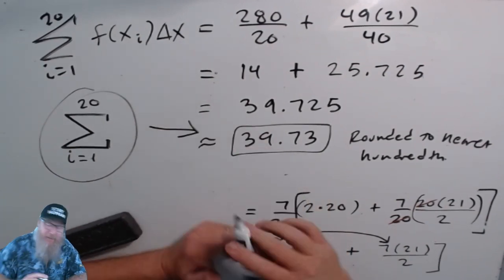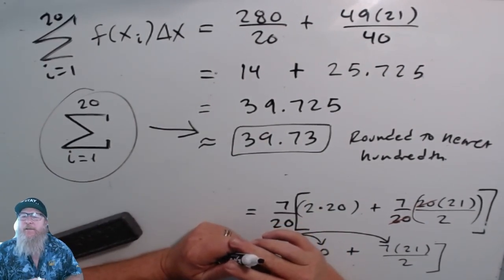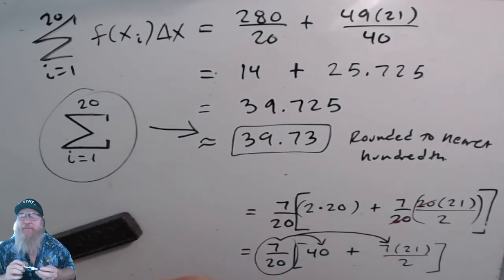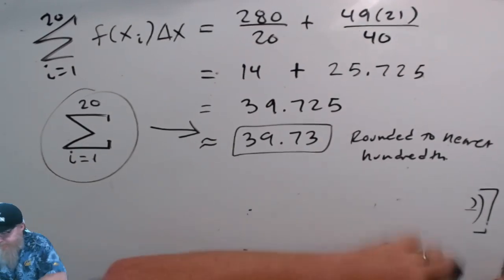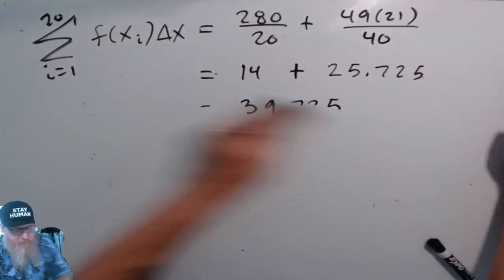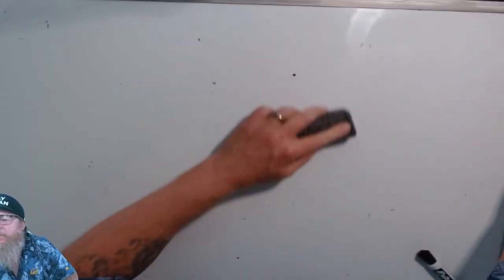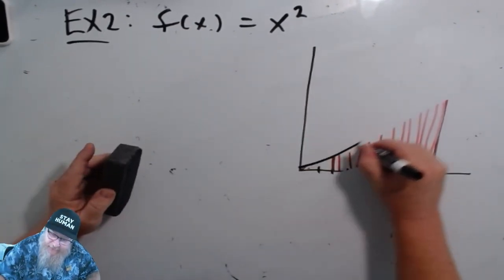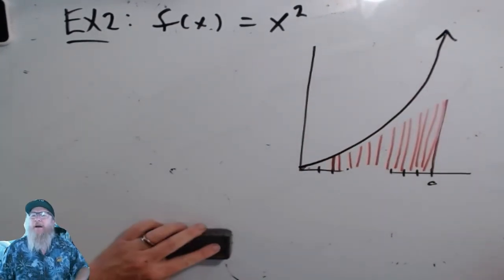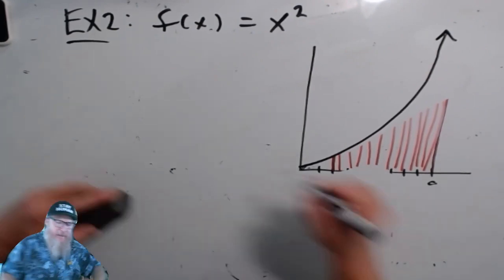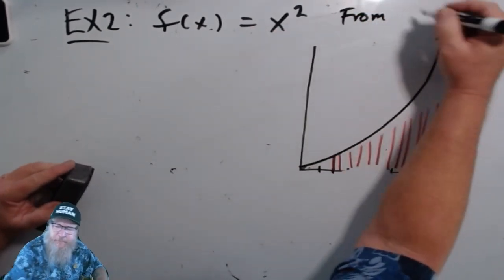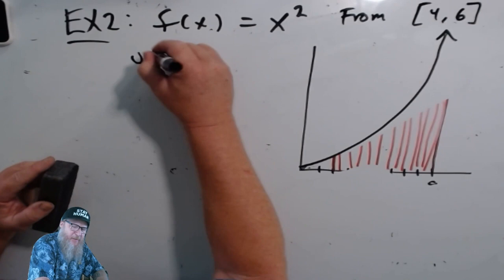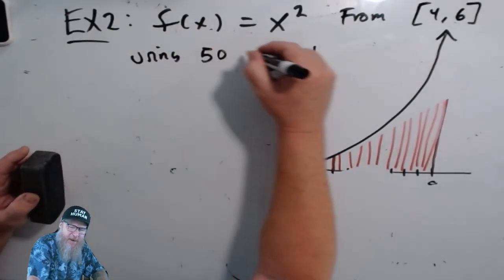All right, so there you go. That is the area under the curve. It was a pretty basic curve, right? It was just a diagonal line, f of x equals x. So let's do another one. So let's try x squared from 4 to 6 using 50 rectangles.